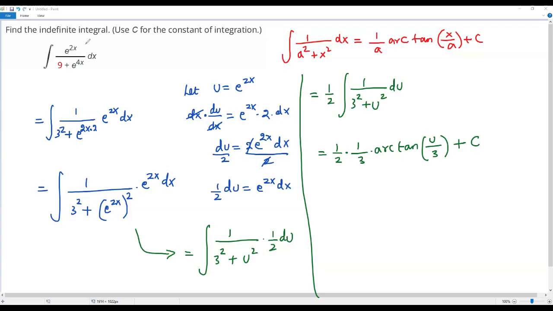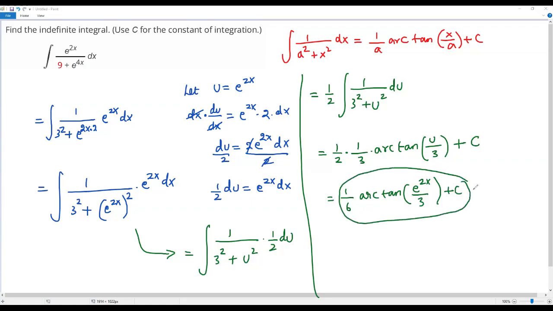Because the given integral is an indefinite integral, whenever I evaluate an indefinite integral, after evaluation I must add the constant of integration. The question says use c for the constant of integration, so to the result of the integration I have added the constant of integration c over here. Now let me continue to the next step. 1 times 1 is 1, 2 times 3 is 6, then I'm getting 1 over 6 times arc tangent. Actually u is a variable taken by us. It has to be replaced by the original stuff, that is e to the power of 2x. Let me do it: e to the power of 2x divided by 3, plus c. So this is the result of the given indefinite integral.